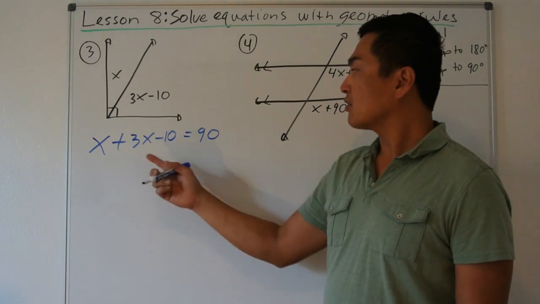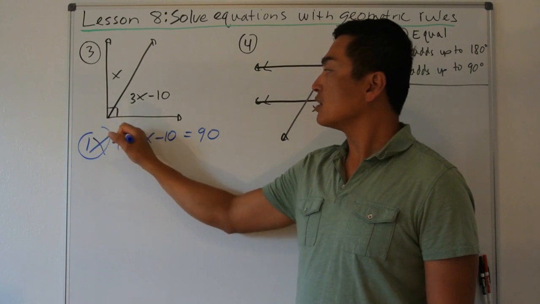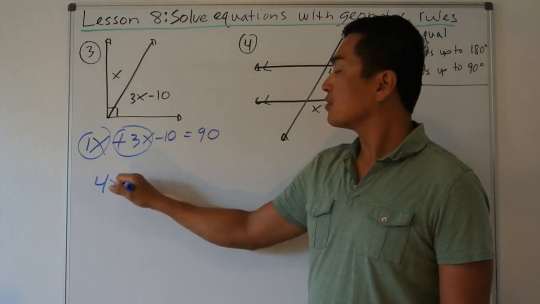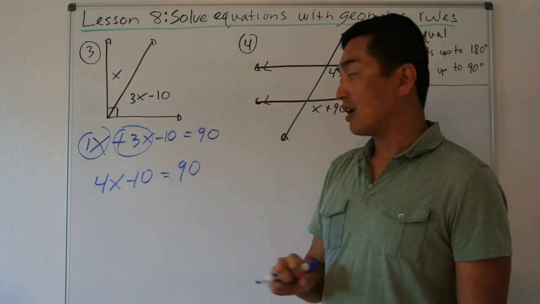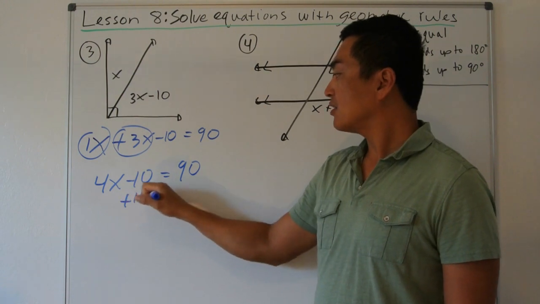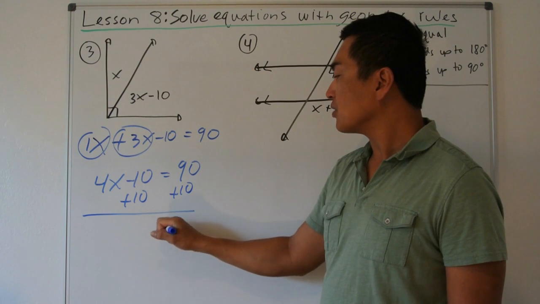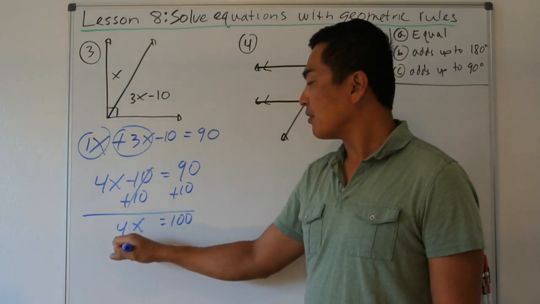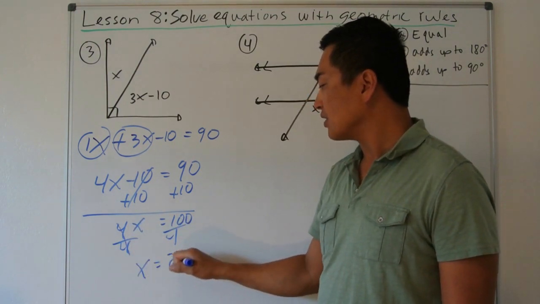Let's go ahead and collect like terms. Put a 1 there, that makes your life easier. So I'm going to collect these two. That would give me 4x minus 10 is equal to 90. Add 10 to both sides. That should give me 100, cancel, 4x, divide by 4, x is equal to 25.